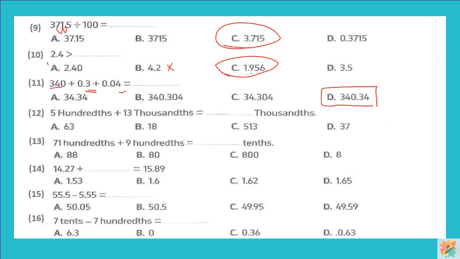Question number 12: 500 plus 13,000. Take the 500 plus 13,000. Then we start to make plus, so we'll see the answer will be 63,000.